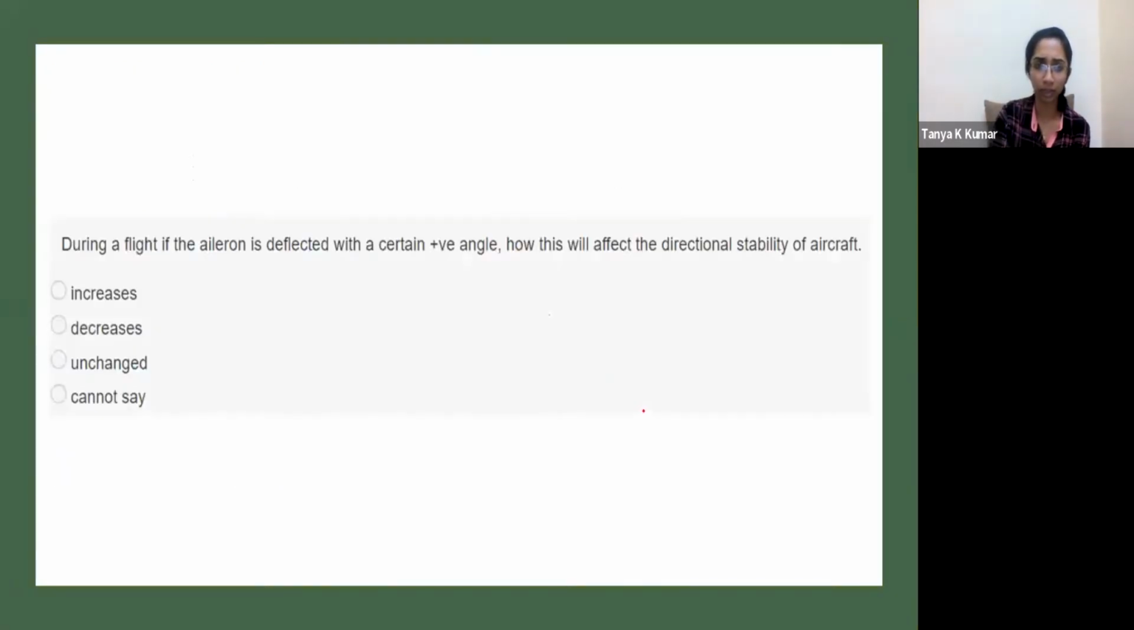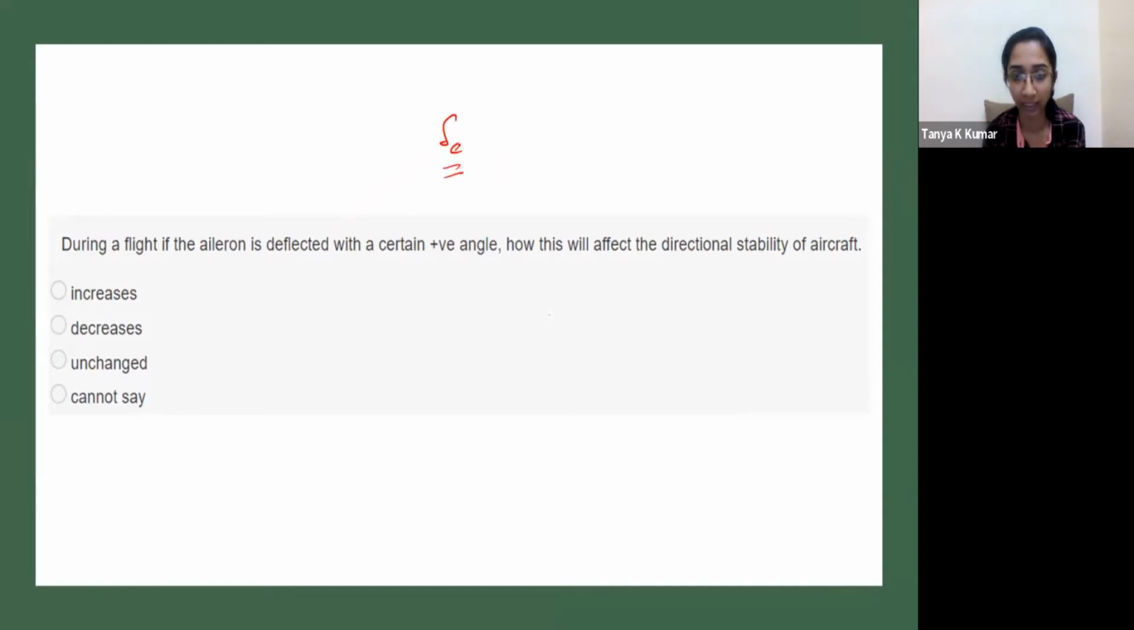Moving on to the questions of week 5 assignment. During a flight, if the aileron is deflected with a certain positive angle, how will this affect the directional stability of an aircraft? You're deflecting a control surface. How will it affect the stability? Let's talk about the pitching moment case, the longitudinal stability. Deflection of elevator, how does it affect the pitching moment? How does it affect the pitching stability, that is the longitudinal stability? Delta E, how does it affect longitudinal stability? Does deflection of elevator increase or decrease the longitudinal stability?